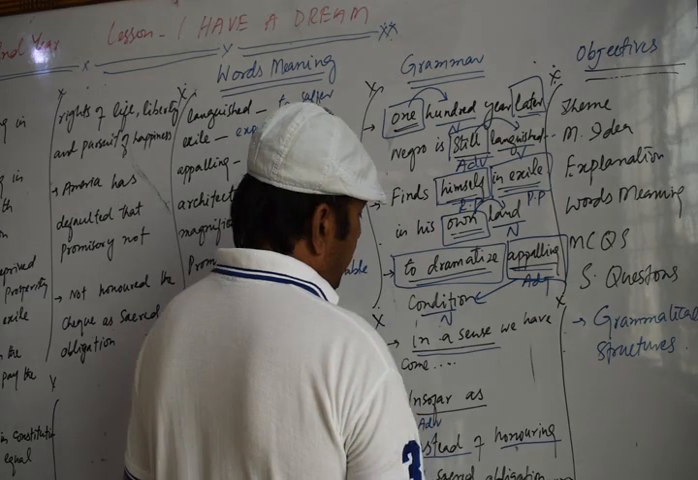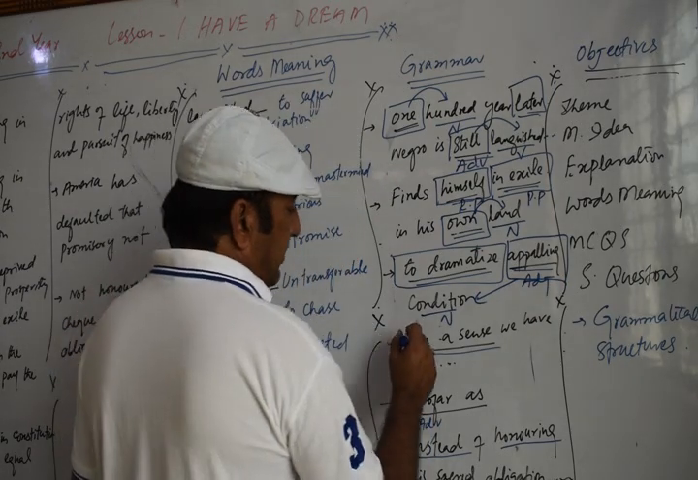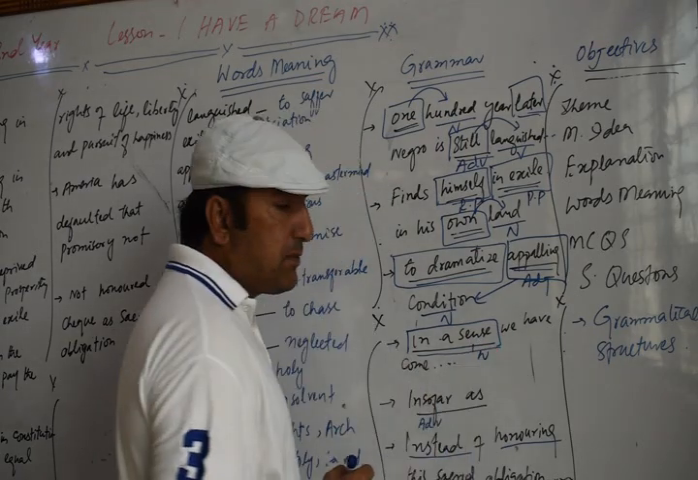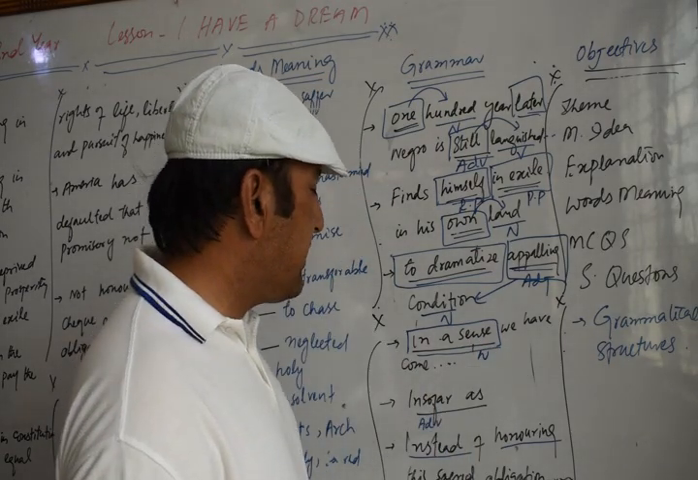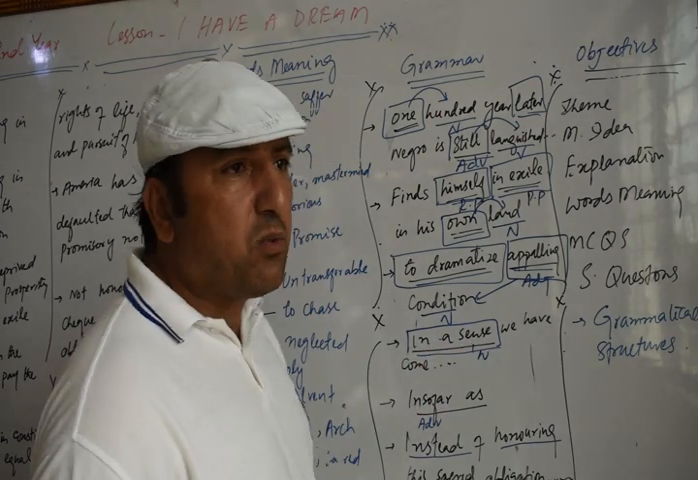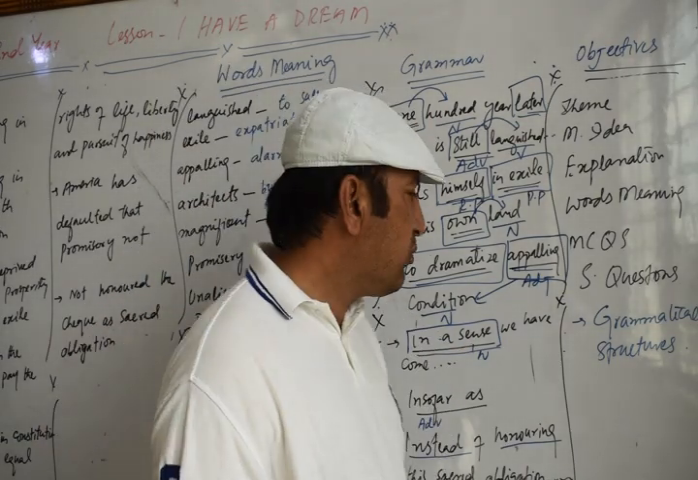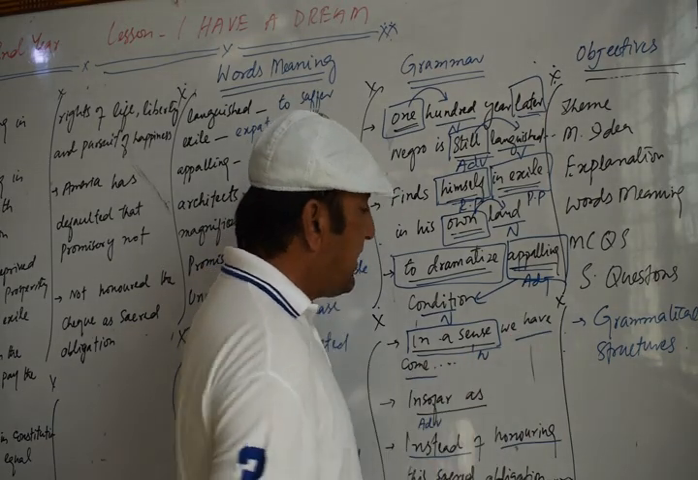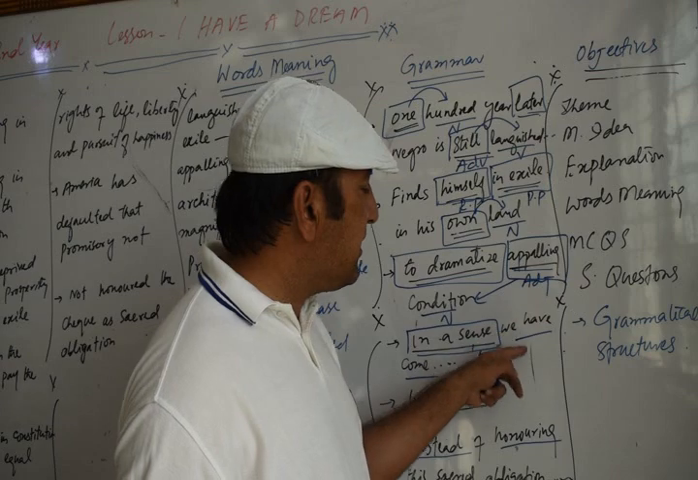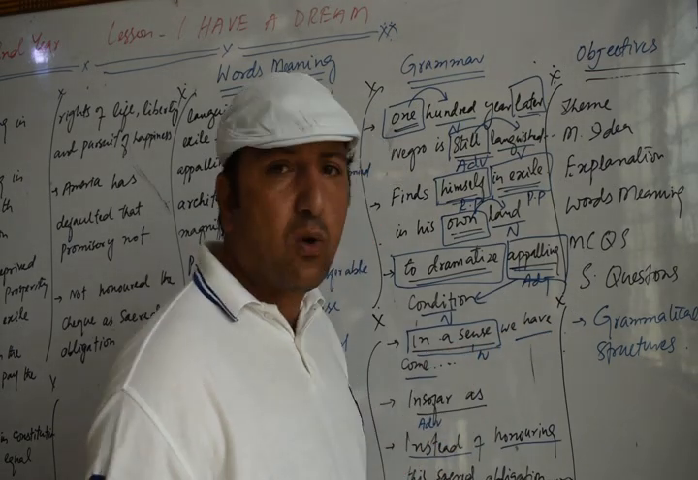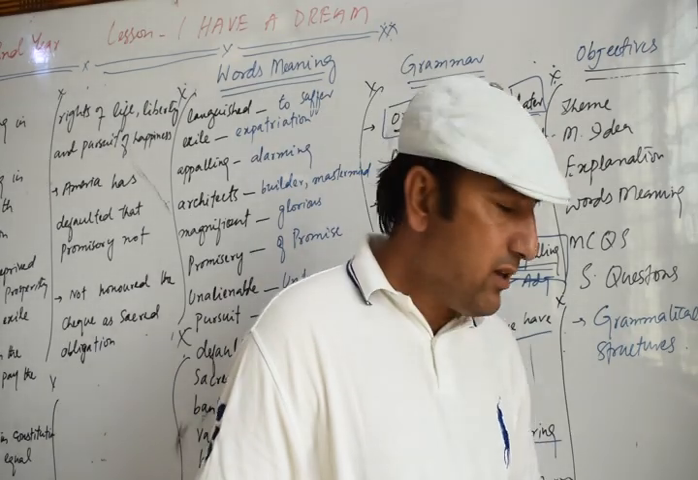Okay, then we have the next, "in a sense," in a preposition, sense a noun. So this is a prepositional phrase because it starts with a preposition and ends with a noun. But here it works as an adverbial because of "we have come." In a sense, we have come, because it describes this clause. So "in a sense" also works as an adverbial.